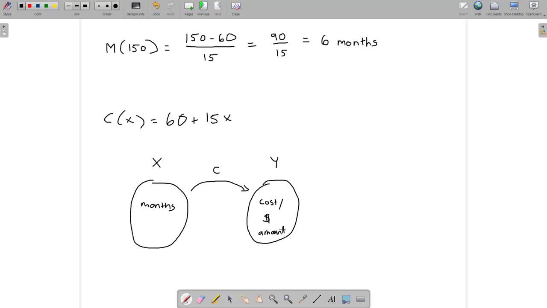So then when we found the inverse, c inverse, which we called m, that takes my dollar amount and maps me back to months, how many months I'm going to get out of a particular amount of money. So if you're thinking about writing an inverse function for an application, you want to keep in mind your variables and the sets that you're going to and from.